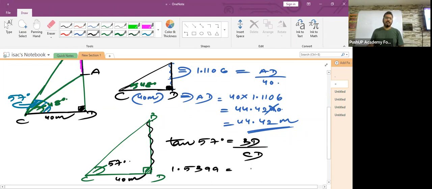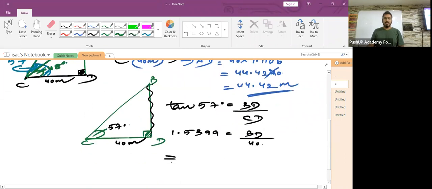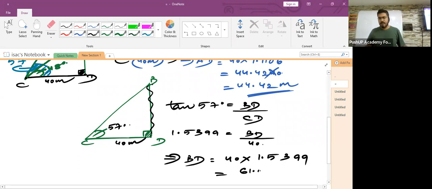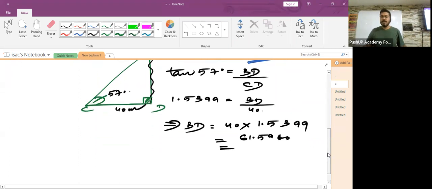1.5399, very good, which is equal to BD. We don't know BD, CD we know, 40 meters, right? So this implies BD is equal to 40 multiplied by 1.5399. How much is it? 61 point... Very good. 61.5960 meters. Now, children, you are forced to round it off to 2 decimal digits, isn't it?